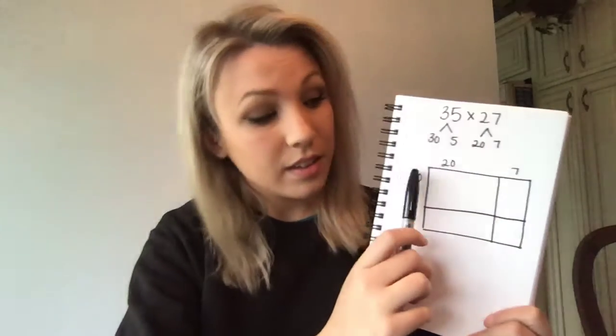Now each number needs to have its own row or column. So since I separated it, now 30 has its own row, 5 has its own row, 20 has its own column, and 7 has its own column. Now we just find the area of each box. So area is length times width. So we're going to multiply the length times the width and find the area of each of these four boxes.